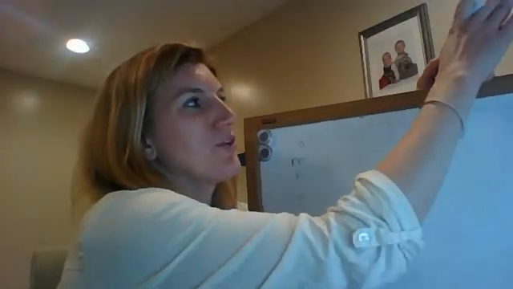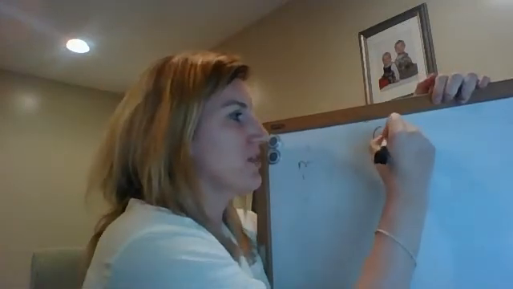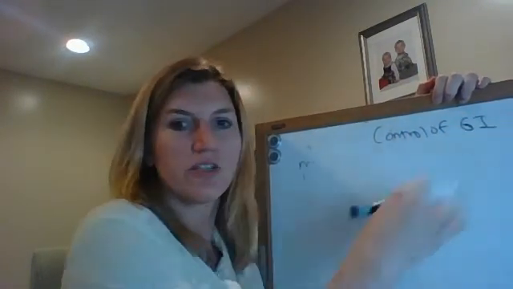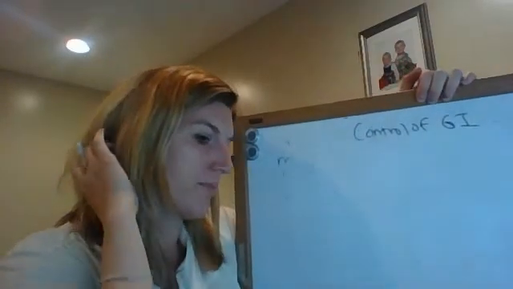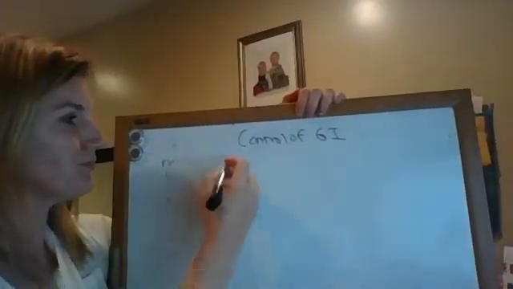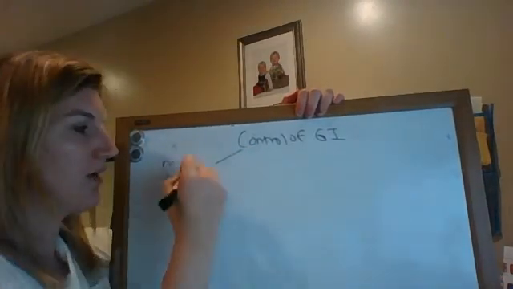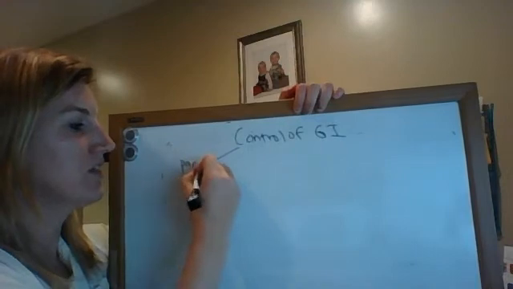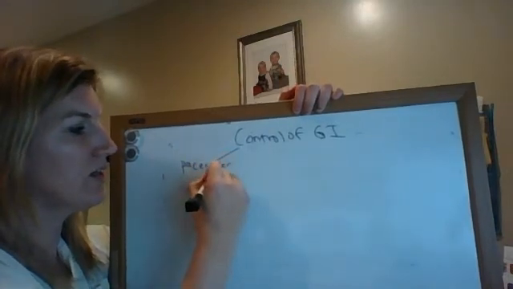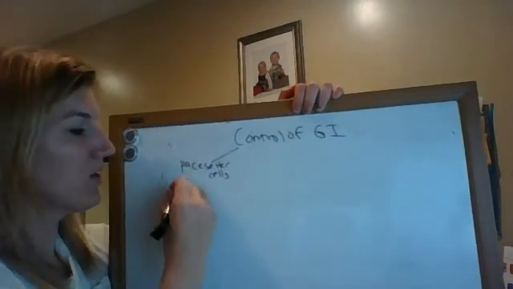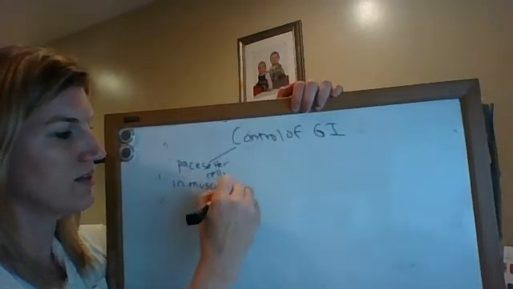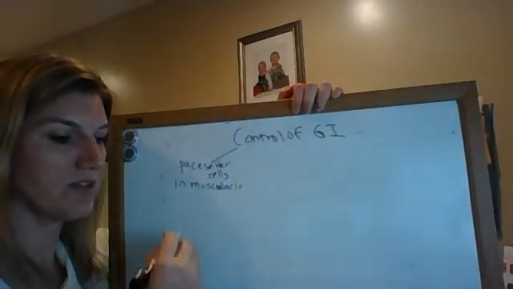Let's talk about some of the control and regulation. So this is going to be control of GI, right? Gastrointestinal tract, whatever. There's lots of ways that the system is controlled. That's much better. So one way, we have special cells called pacesetter cells. These are within the muscularis, so I'm writing in muscularis, pacesetter cells in the muscularis.